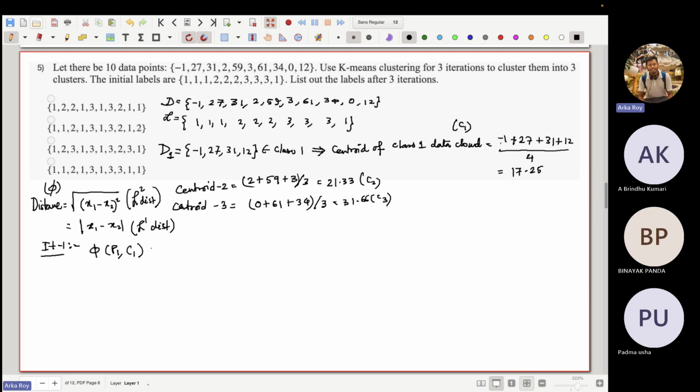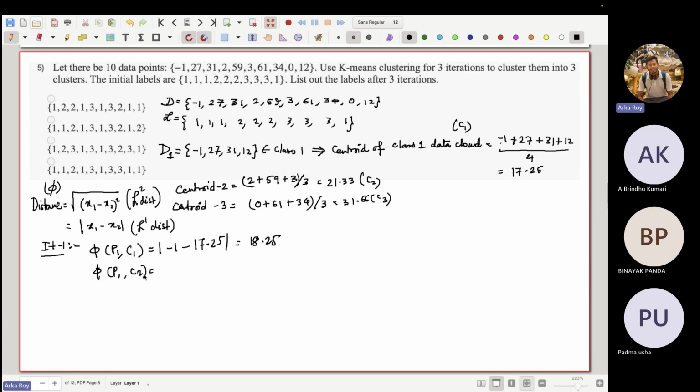So phi of P1 comma C1 is basically the Euclidean distance, but we have already seen that Euclidean distance boils down to the L1 distance. So I can just write it as -1 minus the centroid 1, which is 17.25. I have just written this as x1 minus x2, where x1 is P1, that is -1, and x2 is 17.25. So minus 17.25, effectively it is 18.25.